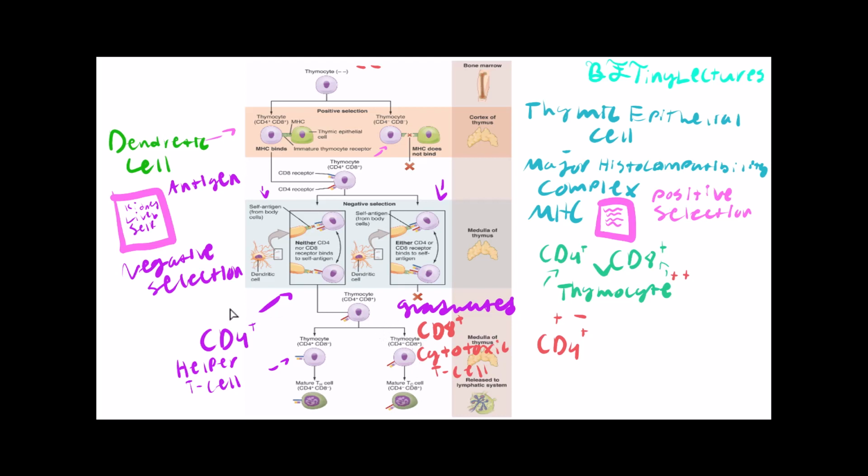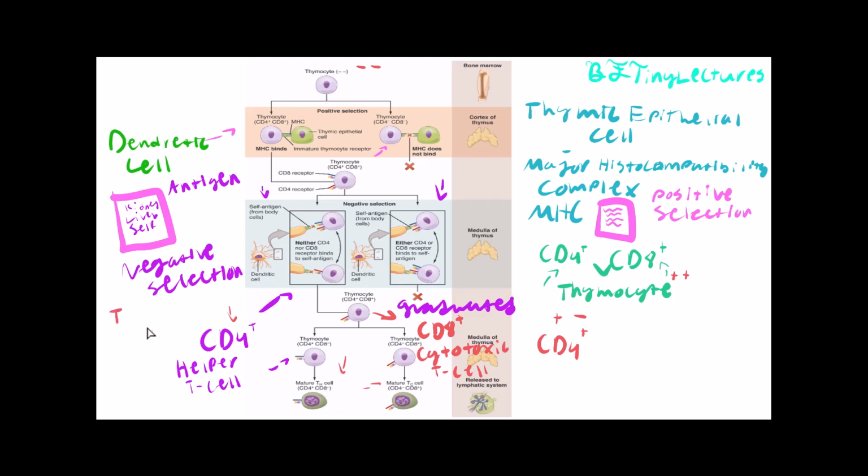It can keep the CD4 receptor, but in doing so, it's going to lose the CD8. Or it can keep the CD8 receptor and it will lose the CD4 receptor. And this is permanent. You can't just switch your major in Thymus University. So now we have the mature cytotoxic T cell and the mature T helper cell.